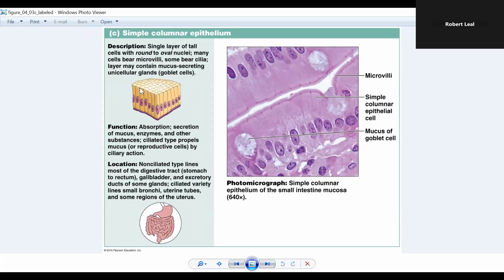Looking at the drawing first, it looks like, again, one layer, so it's still simple within its name. And the shape of the cells is column-like, so they named this tissue simple columnar epithelial tissue. And again, just like cuboidal, depending on the location of the body, these types of cells will be doing one or two things or both, secreting something or doing some absorption. So secreting maybe like mucus or maybe some enzymes. And in this case, they have microvilli, which makes the cell better at absorption.